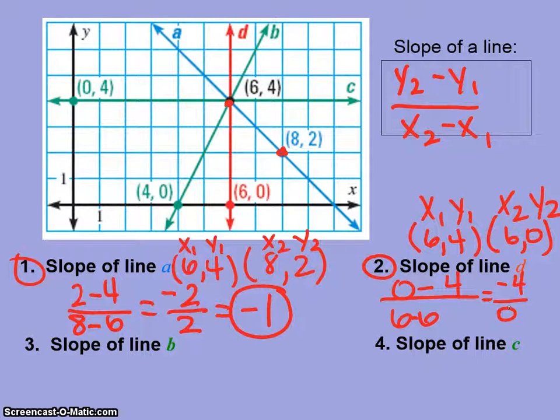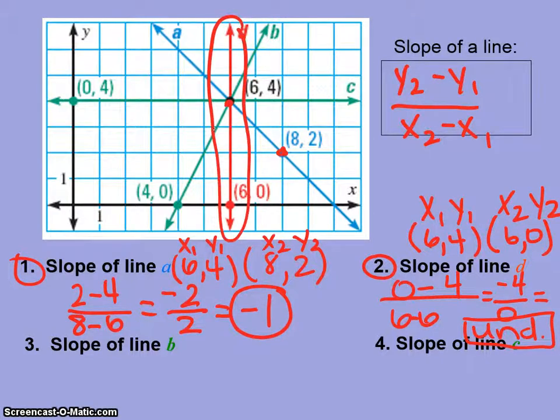Now this one, whenever you have 0 on the bottom, you cannot divide by 0. So the answer to this would be undefined. And any line with an undefined slope should be vertical, so if we look back up at line D here, this is a vertical line, so that slope does match up with the picture.